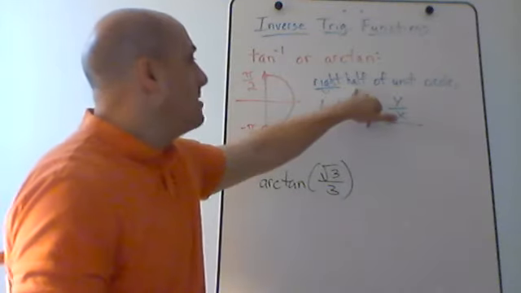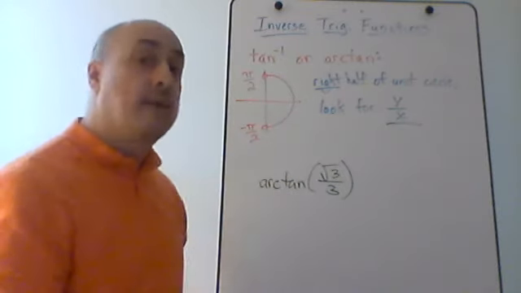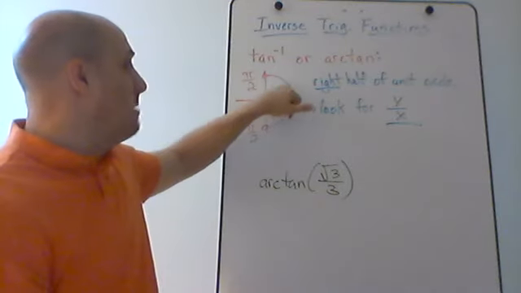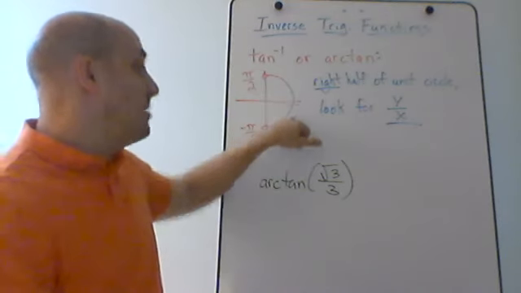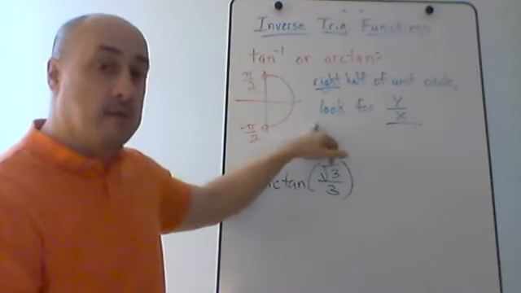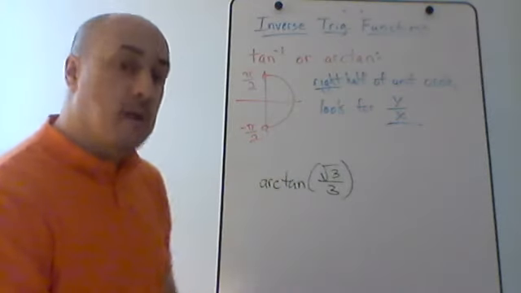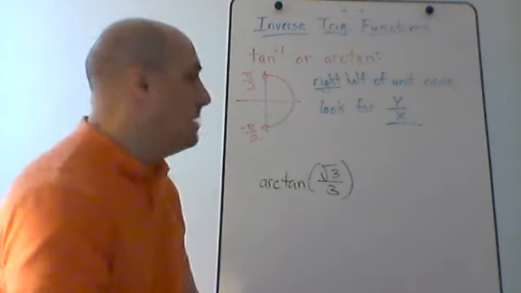So for the inverse tangent function, the right half of the circle, we look for y over x. And that goes back to the definition of the tangent function. For whatever number I plug in, that's the distance I travel around the unit circle. And then at that terminal point, the x and y coordinates, the tangent function is the y divided by the x coordinate.